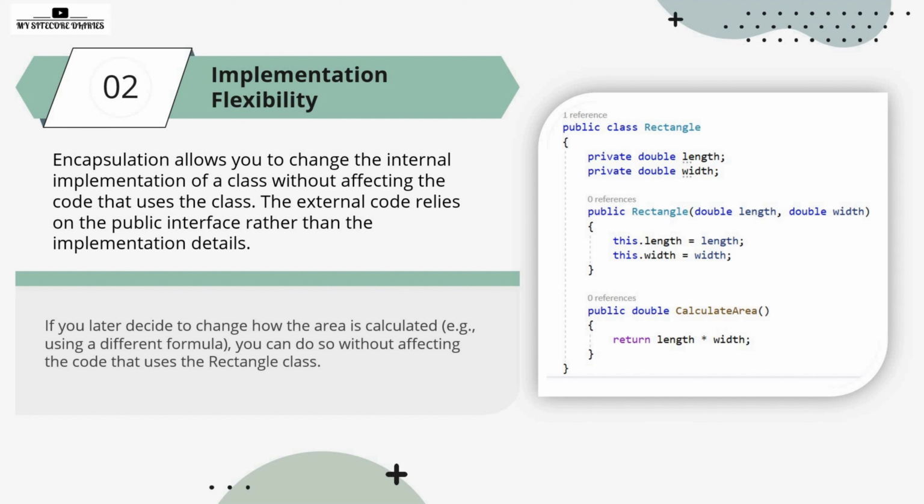So if you later decide to change how the area is calculated using a different formula, you can do so without affecting the code that uses the Rectangle class. From wherever this Rectangle class is used and that CalculateArea method is getting called, if you want to change the logic, there is no impact. You do not have to touch anything outside the class. Whatever changes you are going to make to the formula are within the Rectangle class only, within the CalculateArea method. So this provides the implementation flexibility.